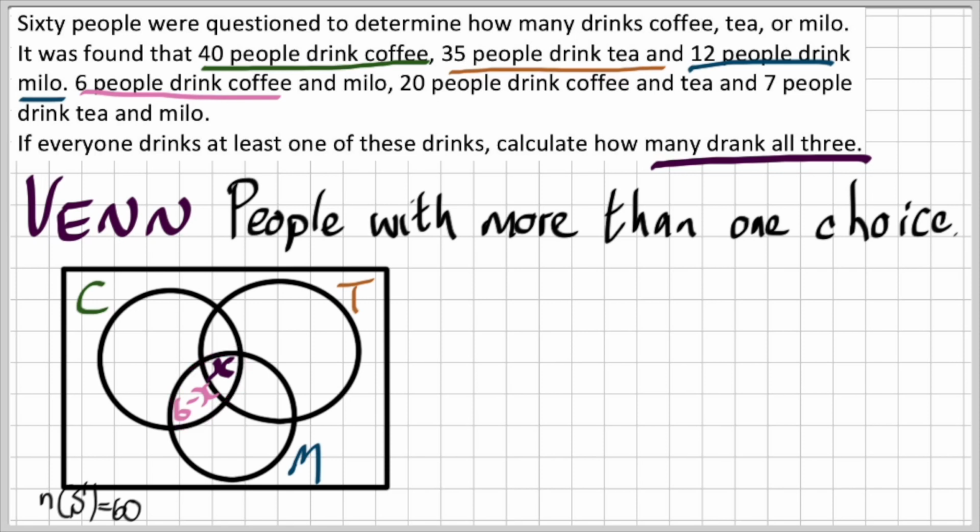So I'm going to do the same with the 20 people drinking coffee. So therefore, that little one there at the top is 20 minus X. And the 7 people drinking tea and Milo, therefore, that little piece there is 7 minus X.